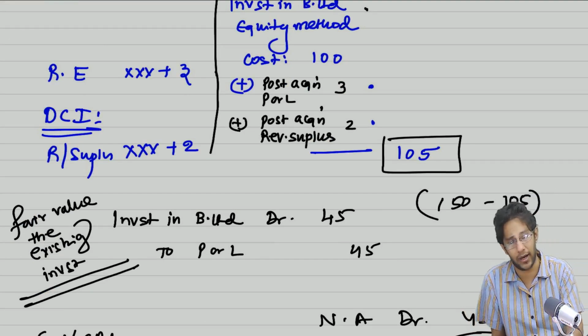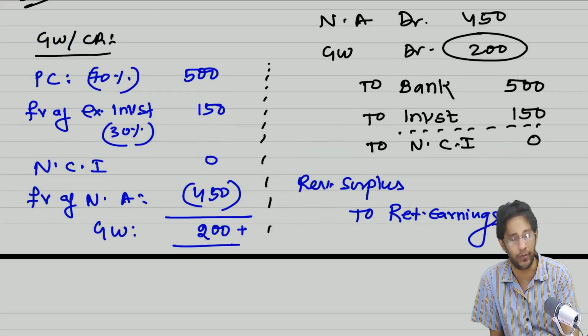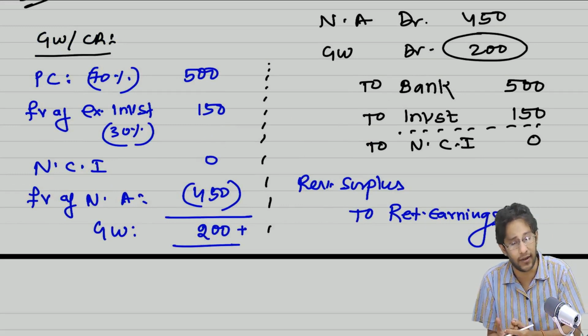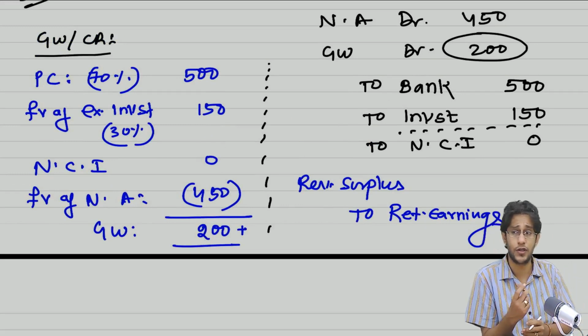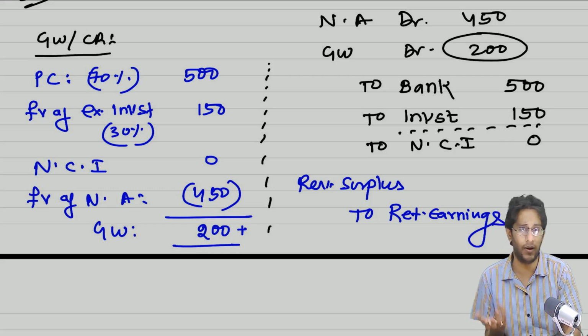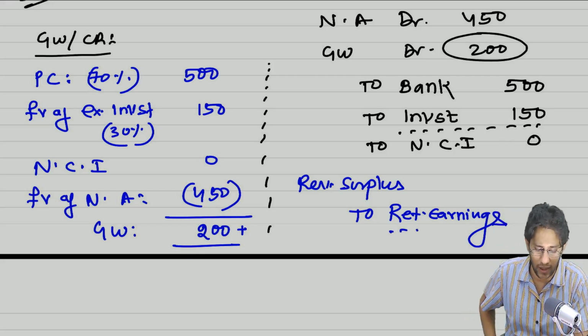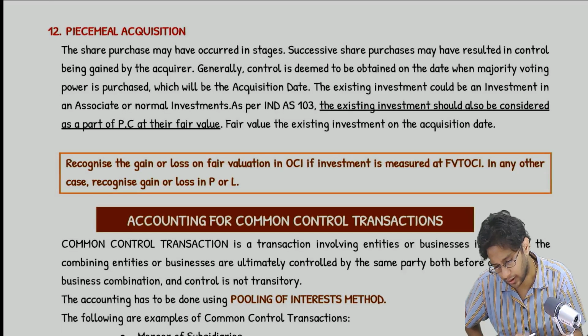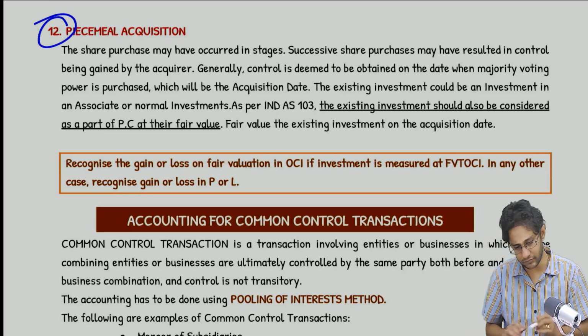That's a reclassifiable item. So in that case, my entry should have been FCTR account debit to P&L. So whether it will go to P&L or retained earnings depends on whether reclassification is permitted under the standard or not. For revaluation surplus, it is not permitted. I'm directly merging it into retained earnings. So this is how you deal with piecemeal acquisitions.